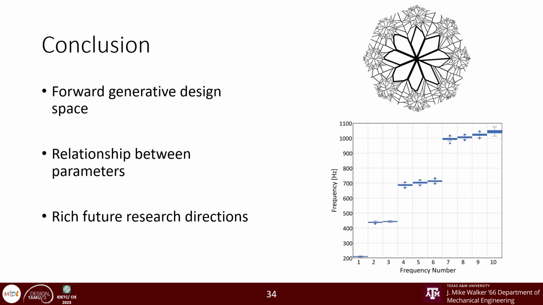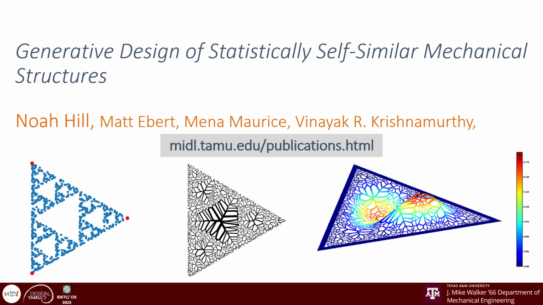Overall, our testing showed there is a generative design space using forward design with the chaos game, with a relationship between the parameters and their natural frequency. There is also a rich design space in the future for other testing and generation methods.